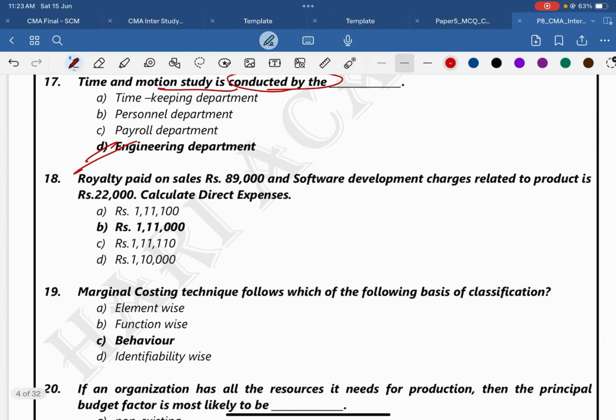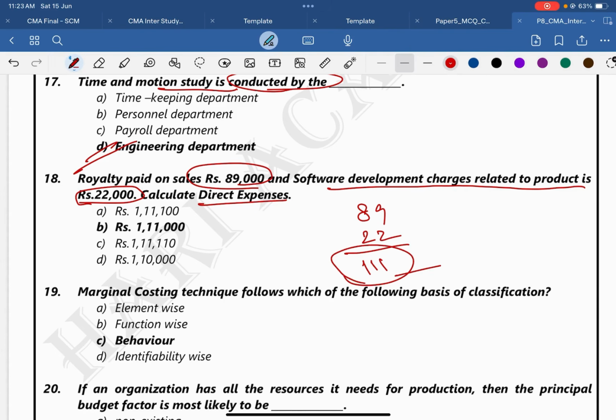Question number 18. Royalty paid on sales 89,000. Software development charges related to the product was 22,000. Calculate direct expense. That is the sum of the list they have given in Cost Accounting Standard 4. Basically, what is the direct expense? They will give 6 to 7 items, out of which royalty paid on sales is a direct expense, and the software development charges related to that product are also a direct expense. So it will become 89 plus 22, which is 111 lakhs.